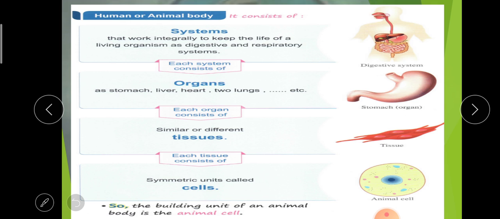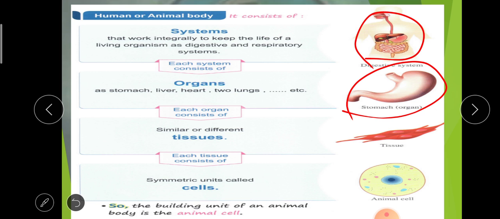Let's identify the human or animal body. Human or animal body consists of what? Consists of systems such as digestive system, respiratory system, circulatory system. These systems work together to keep a human alive. Each system consists of organs such as the stomach, lungs, liver, heart, and so on. Each organ consists of small similar or different tissues.